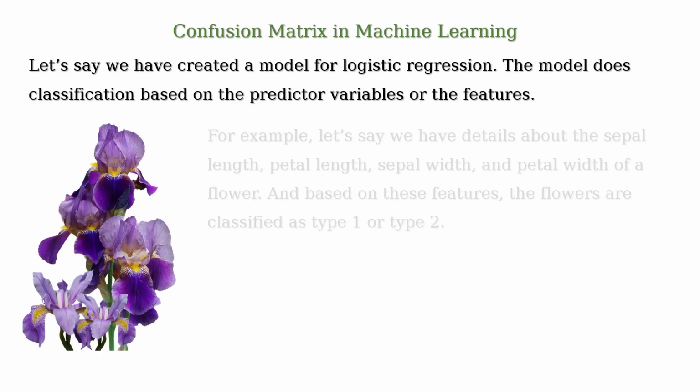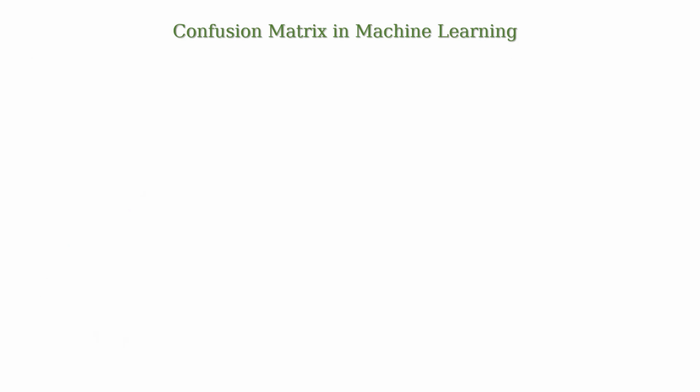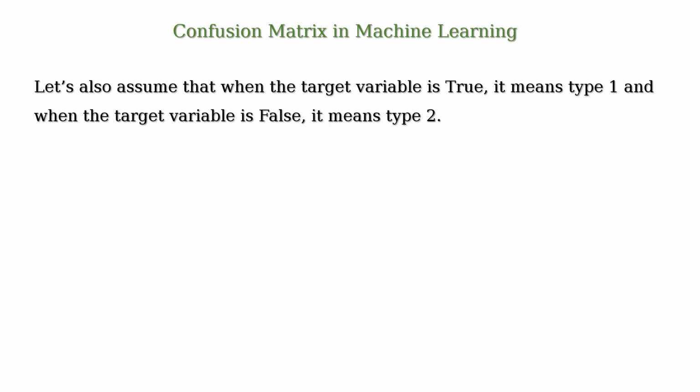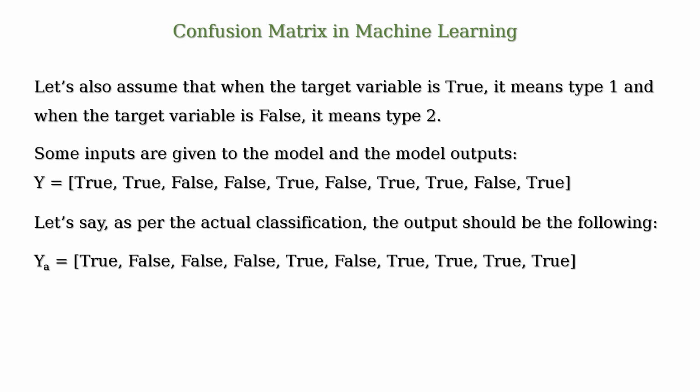For example, let's say we have details about the sepal length, sepal width and petal width of a flower, and based on these features, the flowers are classified as type 1 or type 2. Let's also assume that when the target variable is true, it means type 1, and when the target variable is false, it means type 2. Now, some inputs are given to the model and the model outputs like the following. Let's say, as per the actual classification, the output should be like the following.